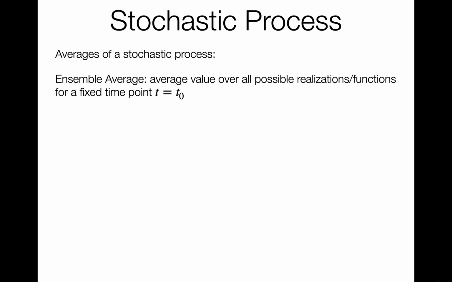And so the first is an ensemble average. It means the average value over all possible realizations or functions for a fixed time point t. So if you think back to that picture I showed not long ago, it's stopping each realization at the same time point, t sub 0, which I'll call t naught. It's stopping at that point, and then it's saying what is the average of all of those points.